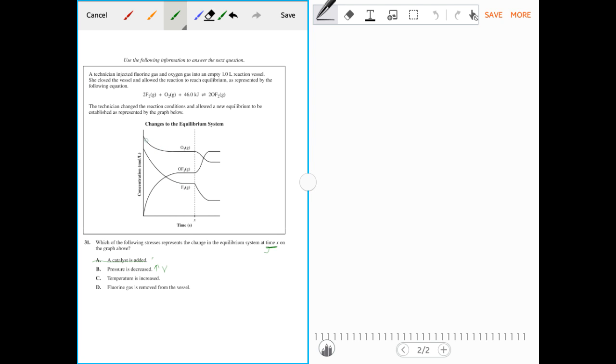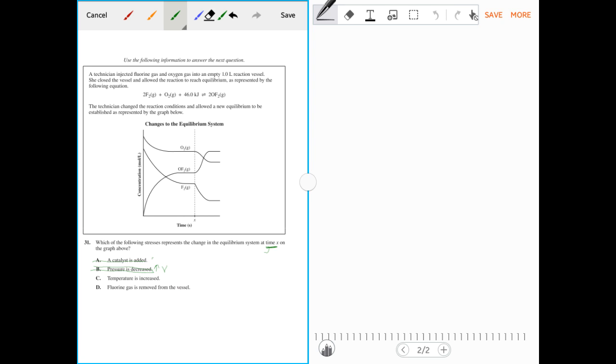So when we look at oxygen, we see a decrease. Okay, well, let's check fluorine. We look at fluorine, and we see a decrease. So by pressure being decreased, we really shouldn't see less of our reactants. We should technically see more of our reactants. So I'm going to put a line through that because that one doesn't really make much sense either.